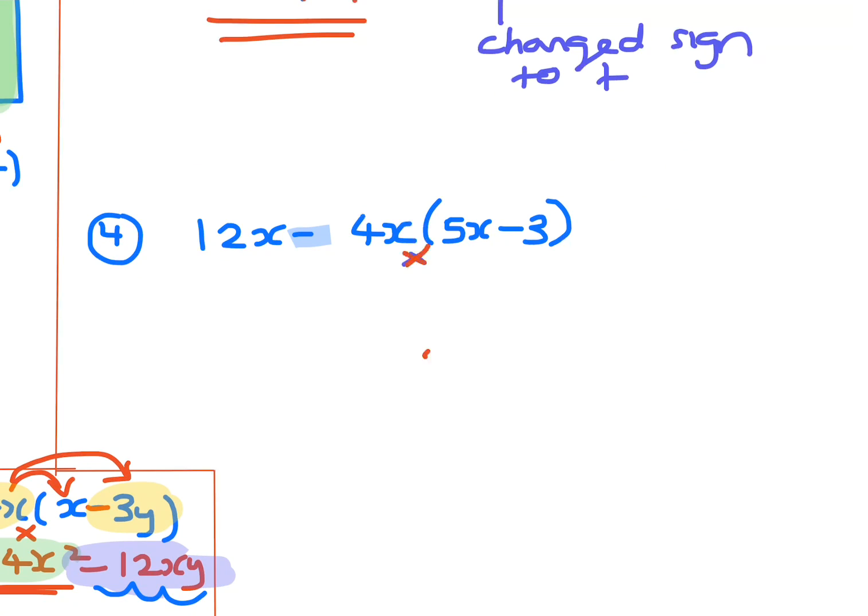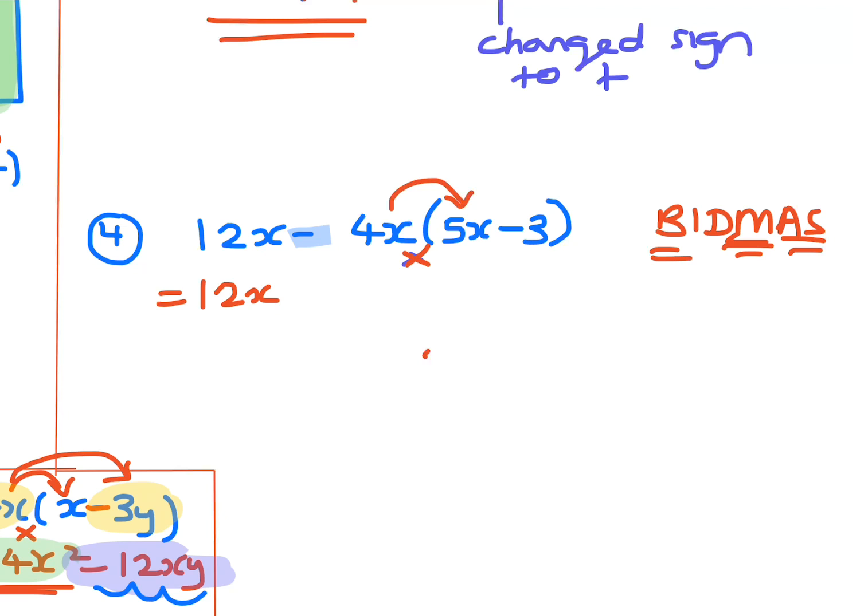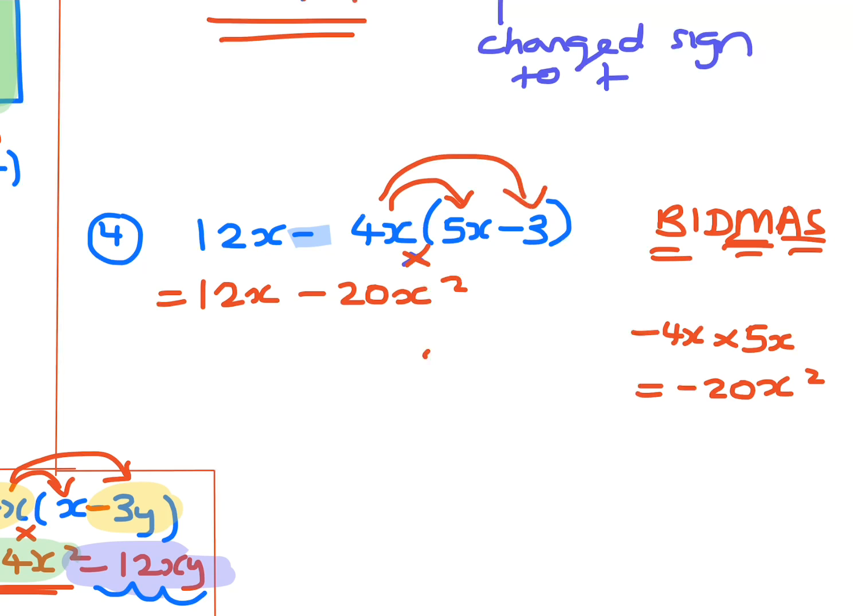Okay, number 4. So we keep the 12x where it is and we do the brackets first because of BIDMAS. You do brackets first, then indices, division, multiplication, and then addition and subtraction. So minus 4x times 5x is minus 20x squared. Minus 4 times 5 is minus 20. X times x is x squared. And do the second bracket.